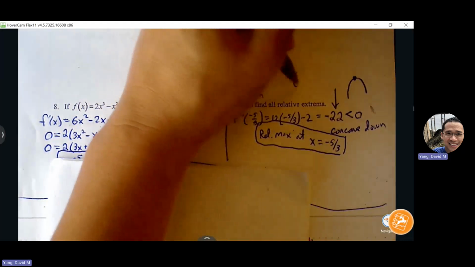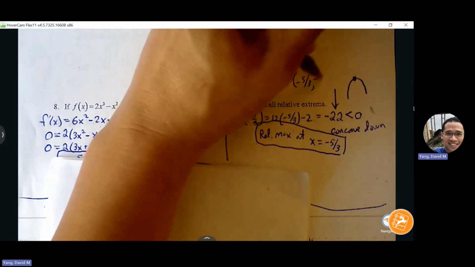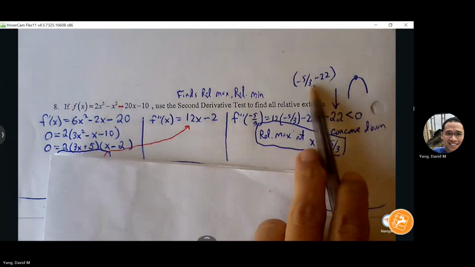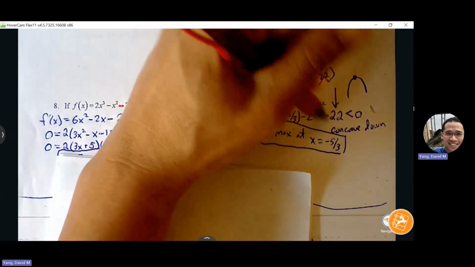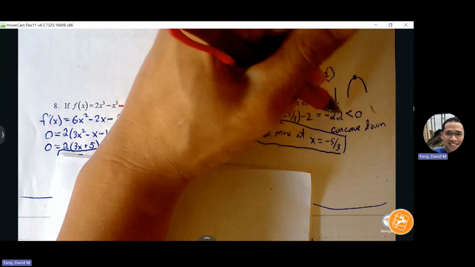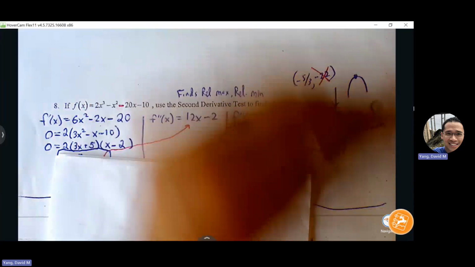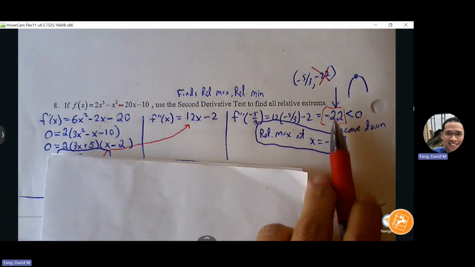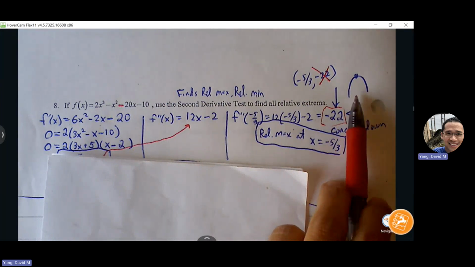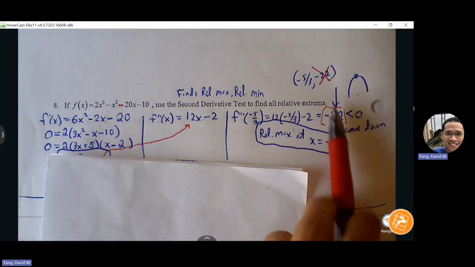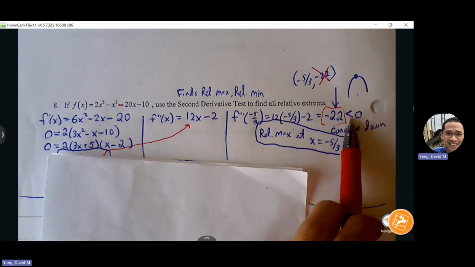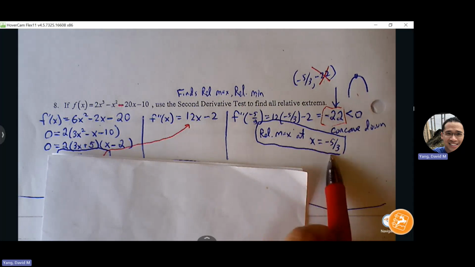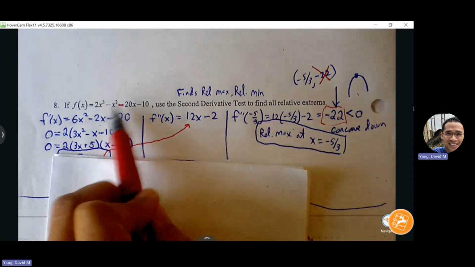Why can we not say negative 5/3, comma, negative 22? That's not a y value, right? So do not include negative 22 in any of your answers. This negative 22 is throwing a lot of students off because first, we think that's a low number, so we want to say relative minimum. And second, it's not an ordered pair, so we don't want to include that in an ordered pair either. So basically, you just want to know that it's negative, and that's it. Relative max is this point. If I want to find the y value, I would have to go back to my original equation.